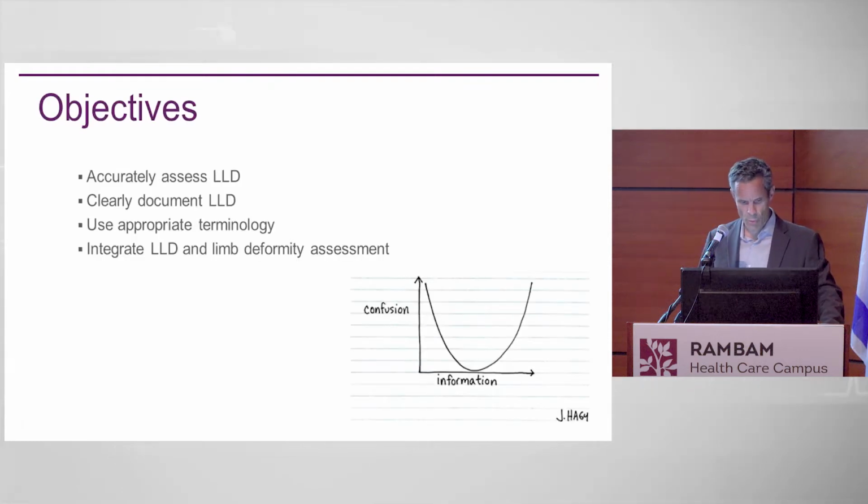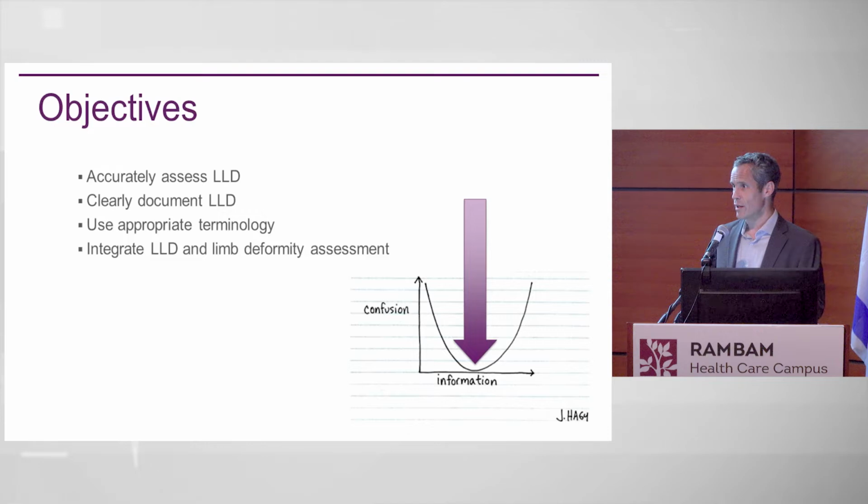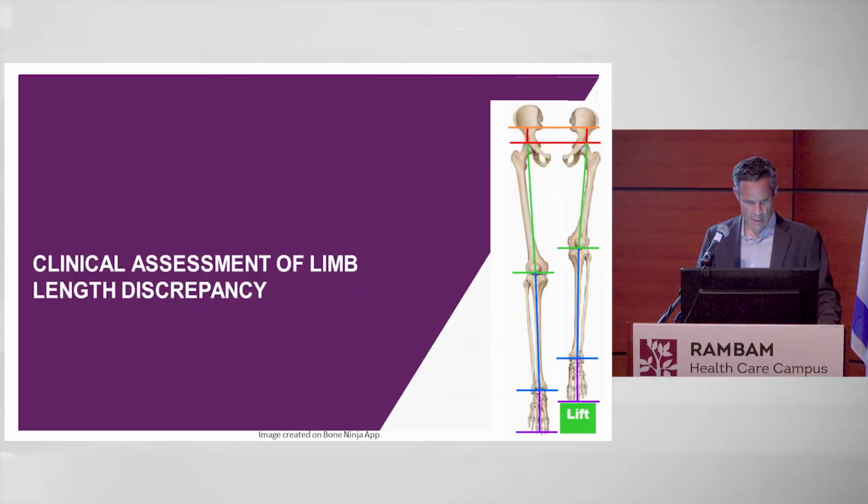So the main objectives of this talk are to give information on how you can really accurately measure limb length discrepancy and how we can communicate that between us. And I'm going to try to hit this point on this graph right here, not giving too much information to make it complicated and confusing, but not giving so little that you end up being confused as well. So we're going to have just an intermediate amount of information in order to be able to really accurately assess and communicate limb length.